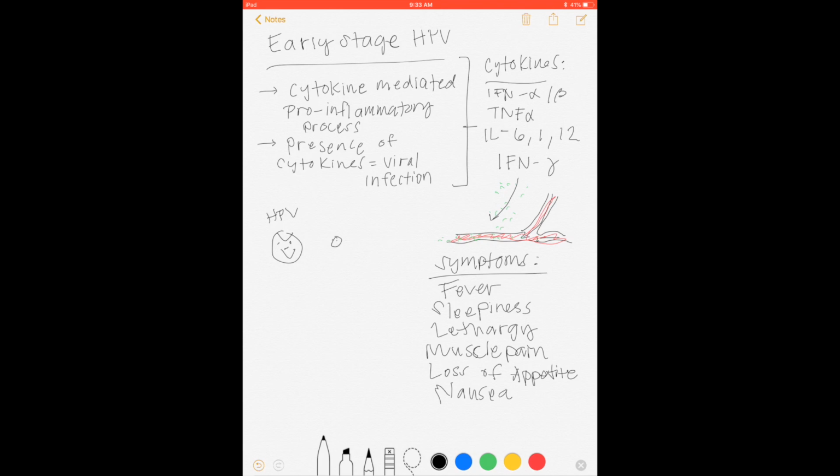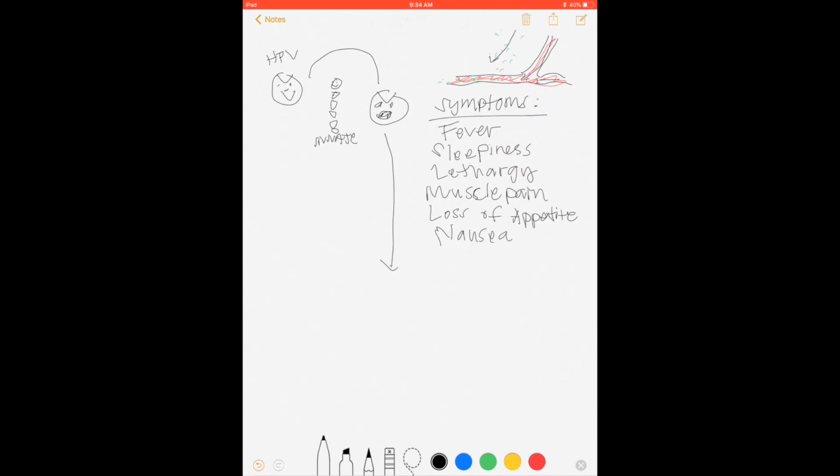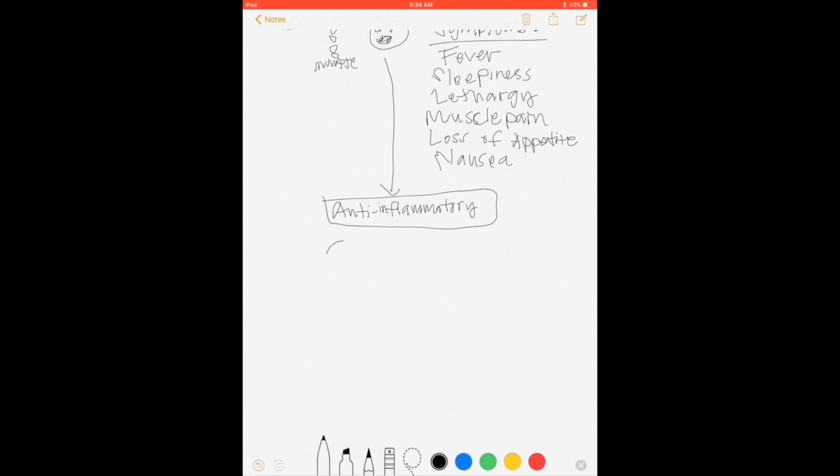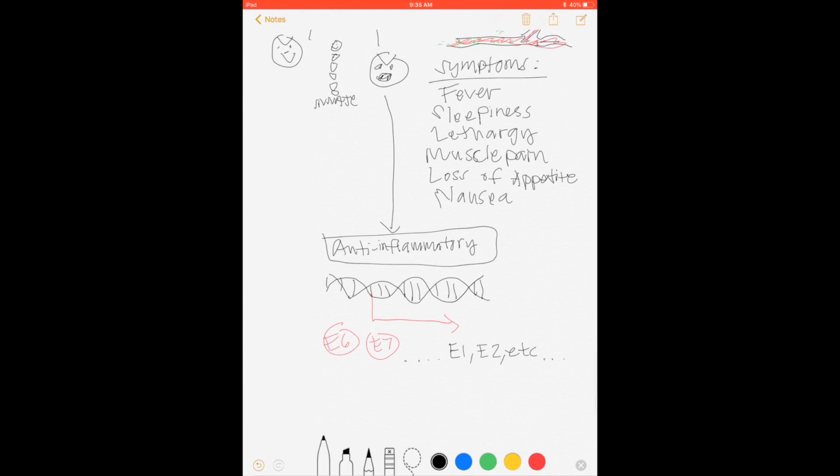In the event that HPV evades this innate immune response, it will promote an anti-inflammatory microenvironment. Evasion is the result of expression of their E6 and E7 proteins, among other viral proteins that HPV virus will encode for.